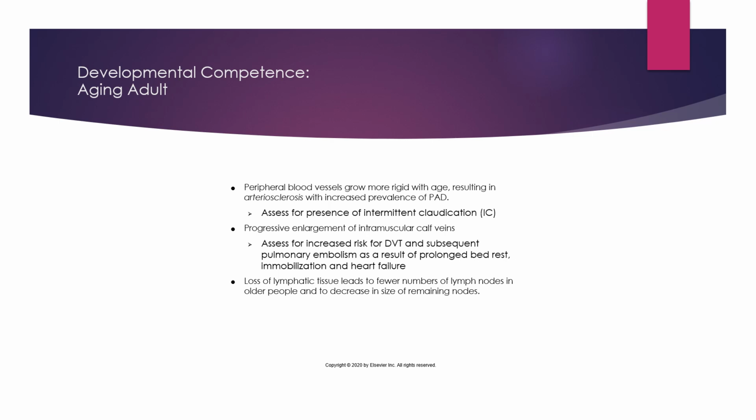Aging produces a progressive enlargement of the intramuscular calf veins. Prolonged bed rest, prolonged immobilization, and chronic diseases like heart failure, chronic kidney disease, cancer, and liver disease increase the risk for what we call DVTs, or deep vein thrombosis, which is basically a blood clot in the vein of the leg. Subsequently that clot can move and cause a pulmonary embolism, so a clot in the lung. These conditions are common with aging. They can also cause a myocardial infarction.